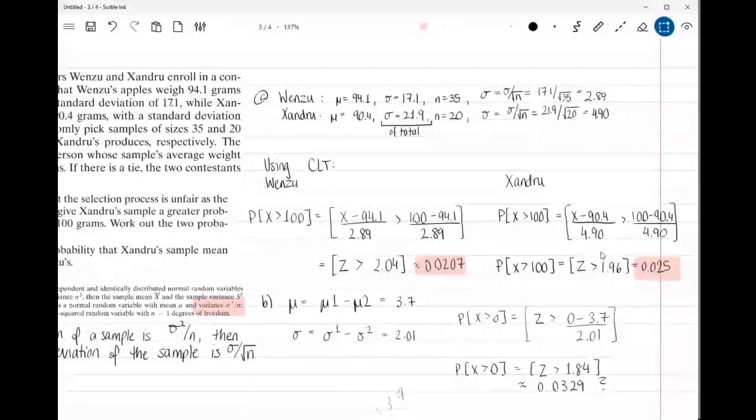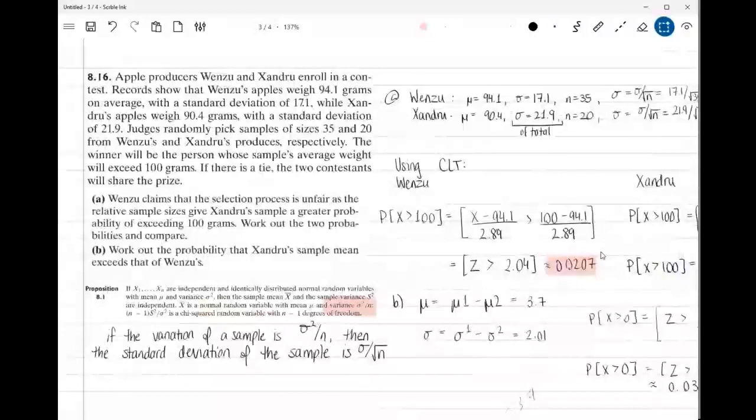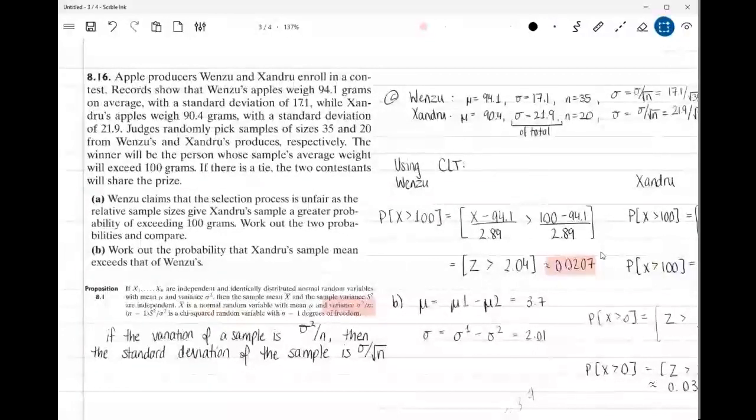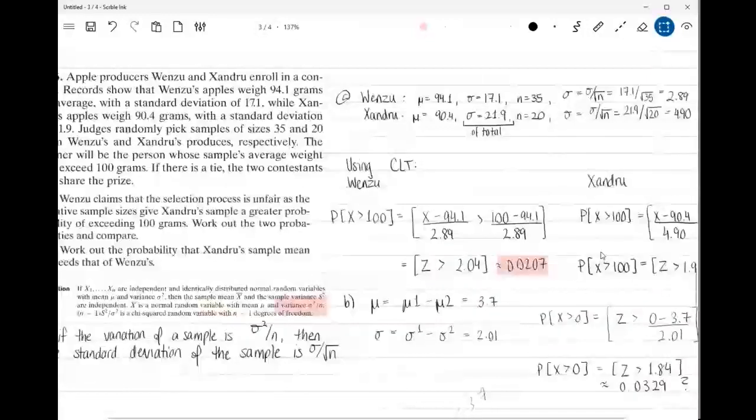I plug everything in, and you have the probability of z being greater than 2.04, which is about 0.0207 for Wenzhou, and for Zandrew a probability of z being greater than 1.96, which is 0.96. Then work out the probability that Zandrew's sample mean exceeds that of Wenzhou's. I tried something, but I didn't get the correct answer, so disregard my work. But I thought part A was interesting.